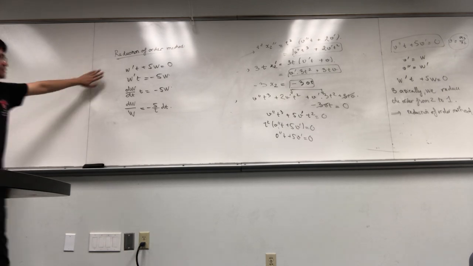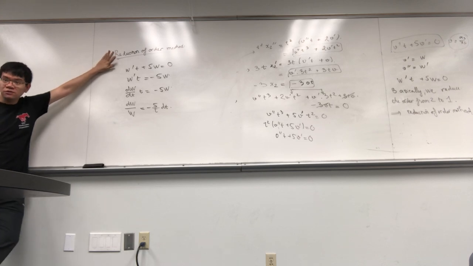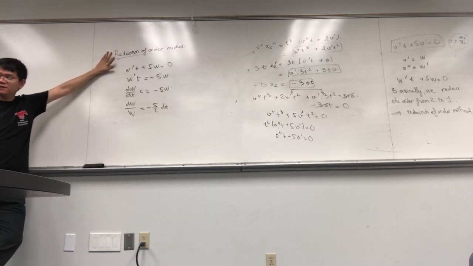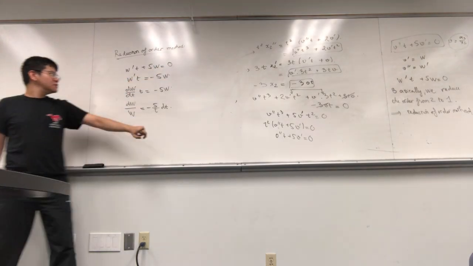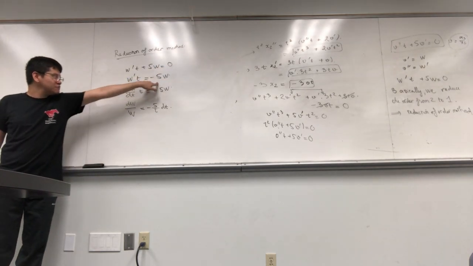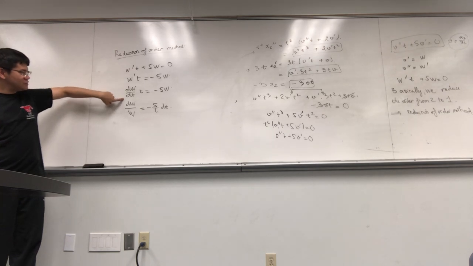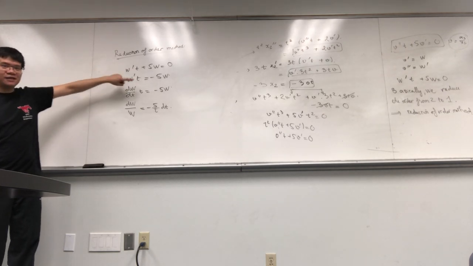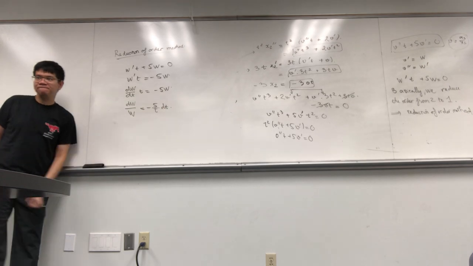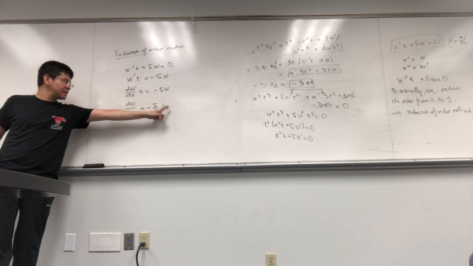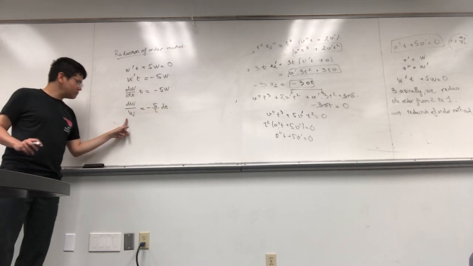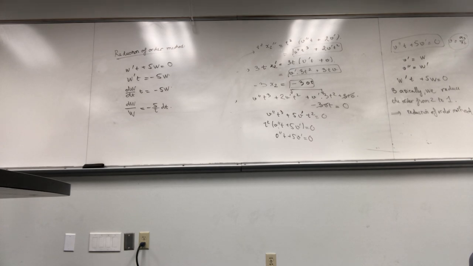Right, so I explain again. Basically, after you reduce the order, you have a first order differential equation, and this can be solved using the separation of variables method. How do you solve it? You have W prime t plus 5W is 0. Now, W prime t is minus 5W. W prime is dW over dt. So you have dW over dt times t is minus 5W, right? You divide by W here, and you multiply by dt over there. You have dW over W is minus 5 over t dt, right? So how can I solve this one?